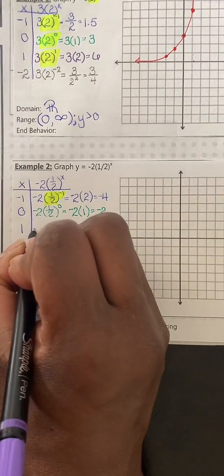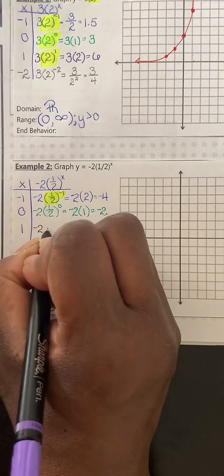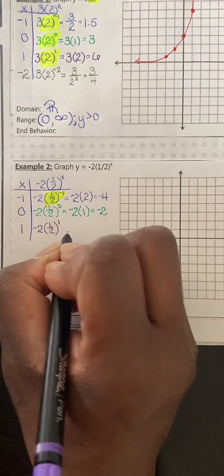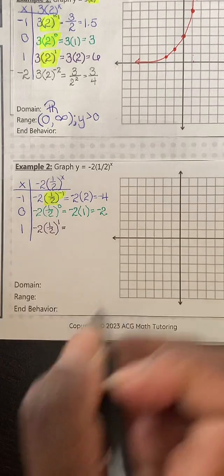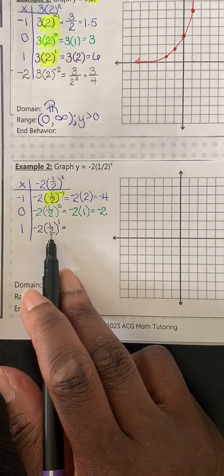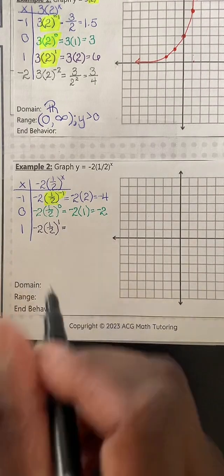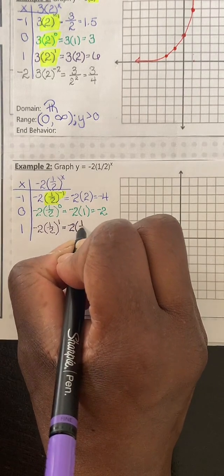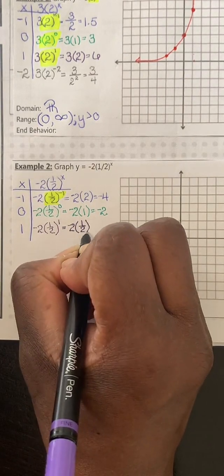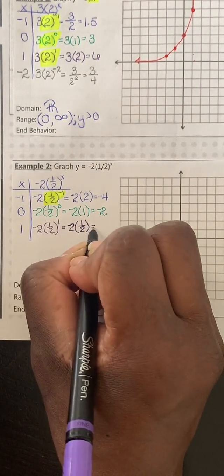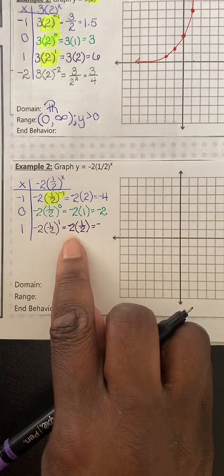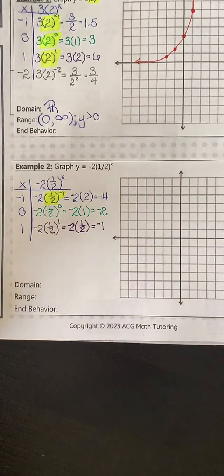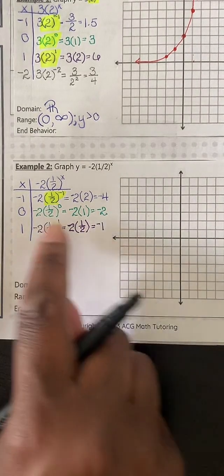Next one, we can do -2 times 1/2 raised to the first power. Anything raised to the first power is itself. So you basically have -2 times 1/2. You know your answer is going to be negative, but what's half of 2? It's a 1.